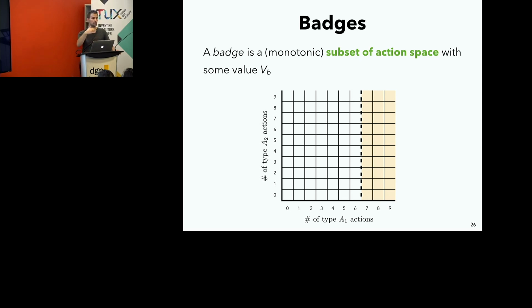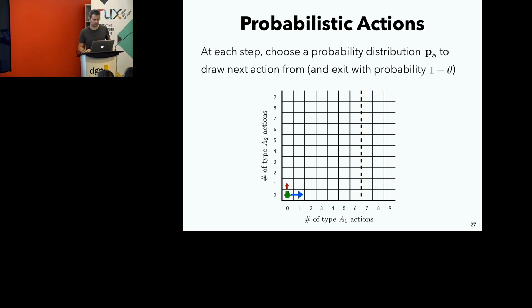Monotonic just means as soon as you win a badge, you can never lose it. And it has some value v sub b. This value can be different for different users. Now we're just looking at the action space with respect to a single user. So that one user has some value for winning a badge. Okay, so how does the user actually move through space?